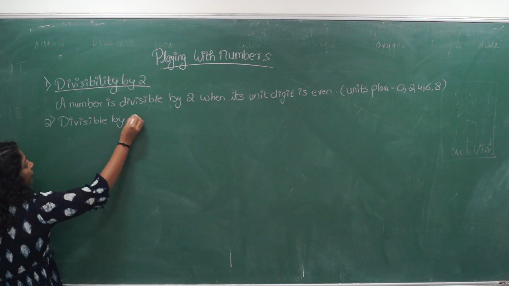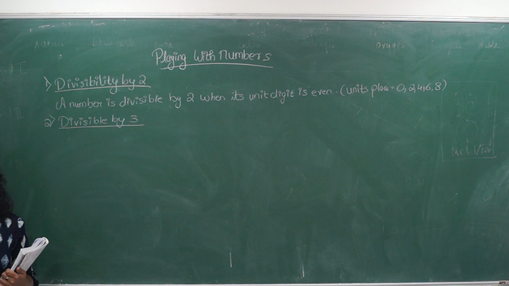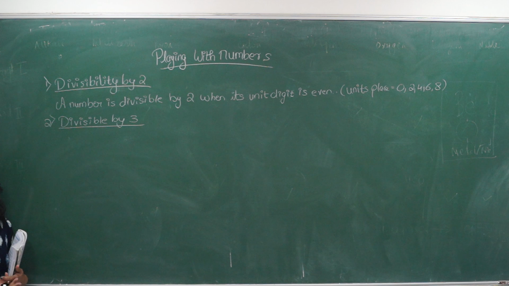Divisible by 3. When can you say that a number is divisible by 3? Any idea? Ma'am, suppose there's a number like 81 divided by 3. We'll add up the digits, that is 8 plus 1, which gives us 9, and 9 is divisible by 3 because it comes in the table of 3, and thus 81 is also divisible. Correct. So what you will be doing is adding the digits of the number.